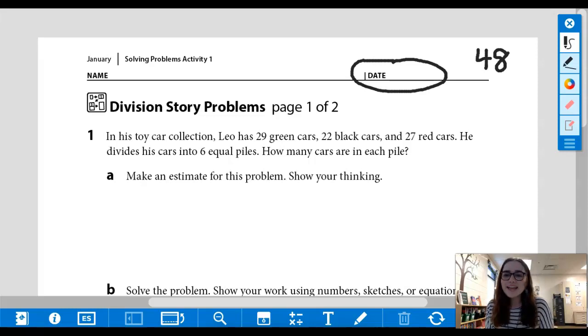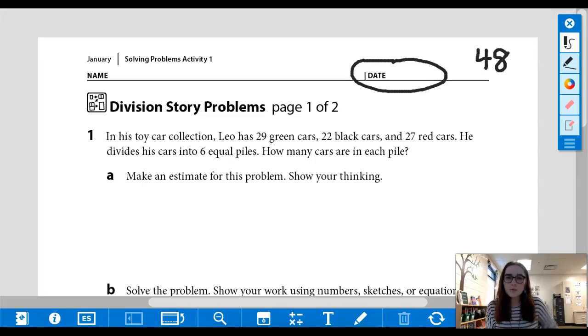Number 1. In his toy car collection, Leo has 29 green cars, 22 black cars, and 27 red cars. He divides his cars into 6 equal piles. How many cars are in each pile?